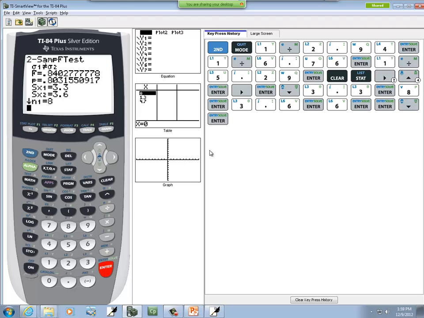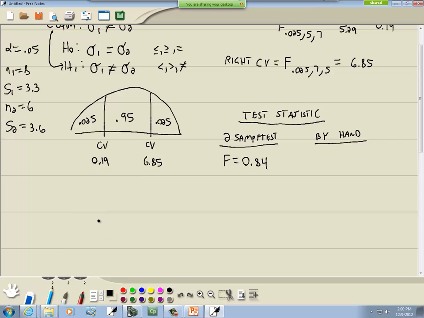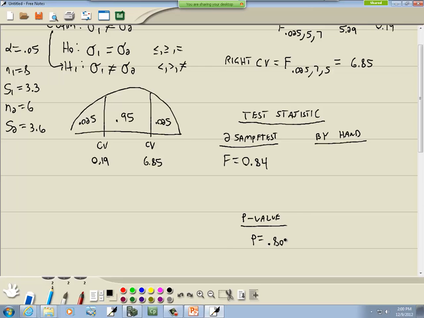And our F equals is our test statistic. So we got F is equal to 0.84. Now I'm going to go ahead and write down the p-value on this also. We'll get back to that. P-value was P equals 0.8031, 0.8032. There we go. Large p-value. Okay, now let's find our test statistic by hand.